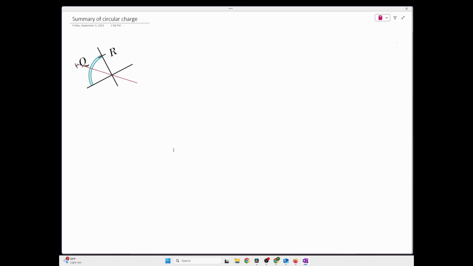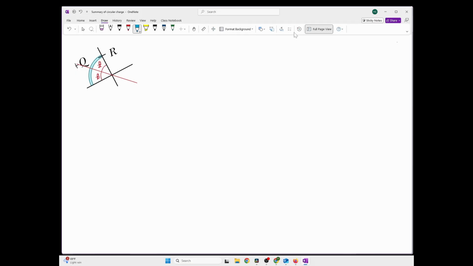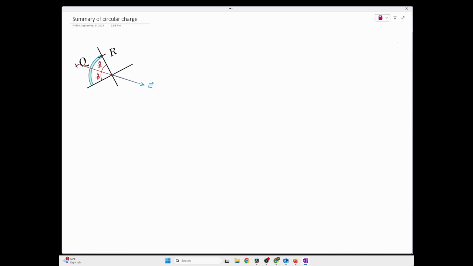If the original arc has an angle of theta, then now we have two angles of equal size, each with 1/2 of the angle theta. The direction of the electric field created at the center of the arc will be along the line of symmetry. And if the charge is positive, like shown in this diagram, then the direction of the field will be away from the charge. And if the charge is negative, the direction of the field will be along the opposite direction.